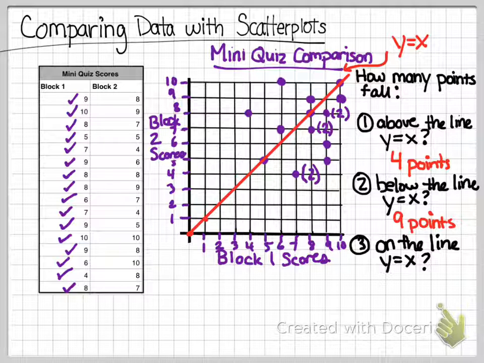And then on the line y equals x, our final thing to count, I just trace along the line and see how many points are actually on the line. 1, 2, 3. None of those were duplicates, so a nice easy answer of just 3 points. And that represents 3 pairs of students where they ended up with the same score in block 1 as their partner in block 2. Okay, so that's pretty much how we use scatter plots to compare data sets. I hope this helped.